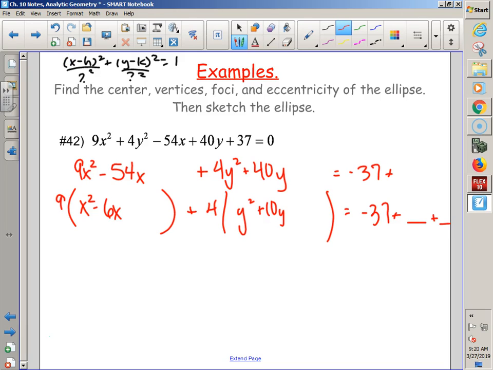Why am I doing 2 blanks over here? Twice, because I have 2 different terms. It's not like a parabola where I only had 1 squared. Now I have 2 squareds. But it's okay, because we reviewed completing the square last section. How do you complete the square?